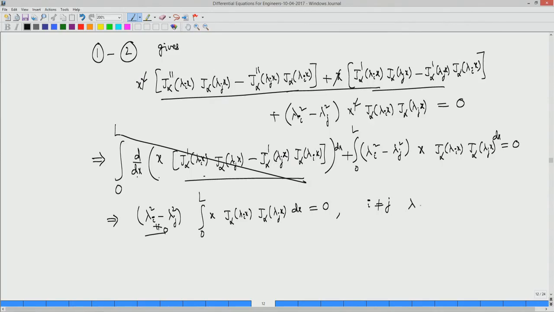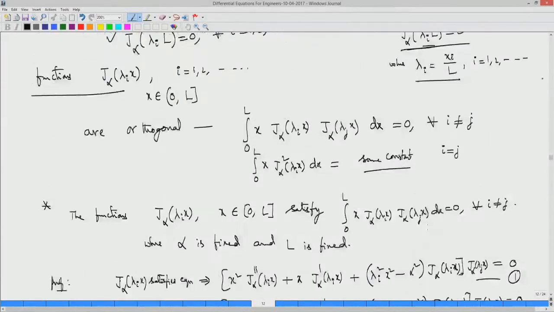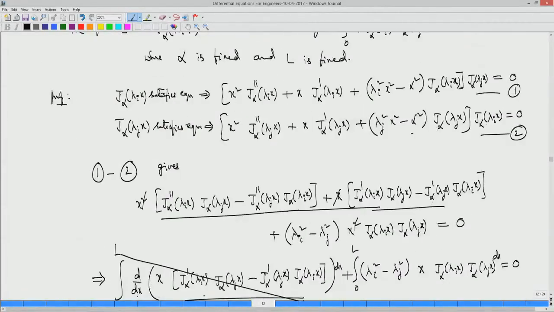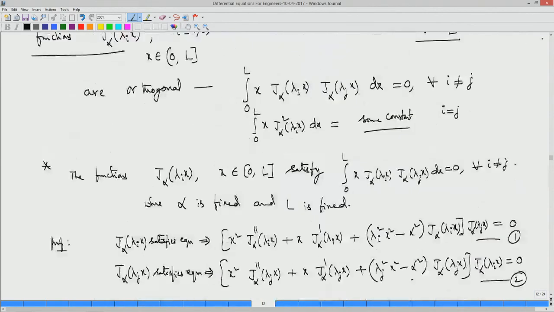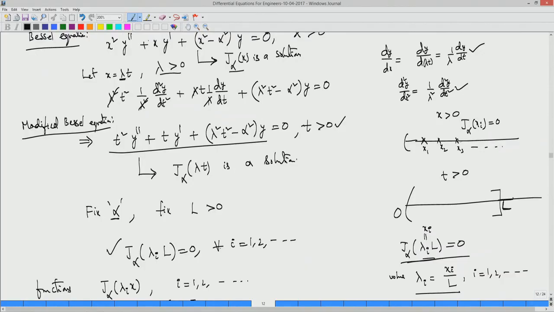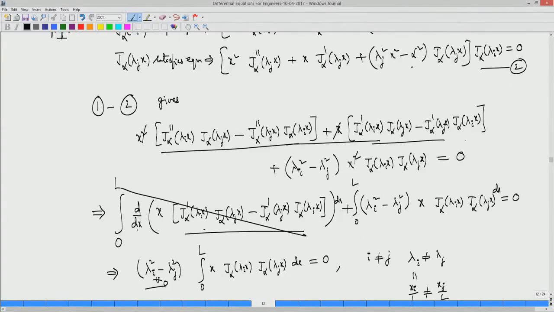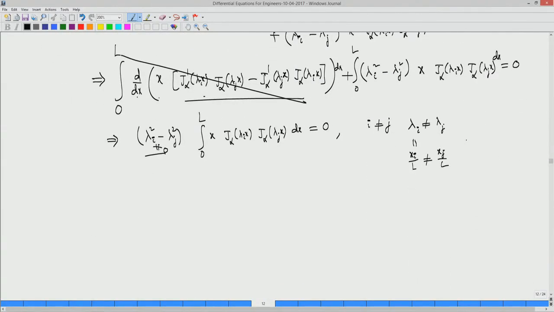If i is not equal to j, lambda i is certainly not equal to lambda j, because lambda is nothing but xi by L. So, what is your lambda i? Xi by L. So, xi by L cannot be the same as xj by L, because these are distinct roots, that is how you have chosen. For x1, x2, x3, these are all distinct roots of j alpha of x. Because they are distinct, the xi's are distinct, the lambdas are distinct, so if i is not equal to j, this cannot be 0. So, this whole thing is 0.